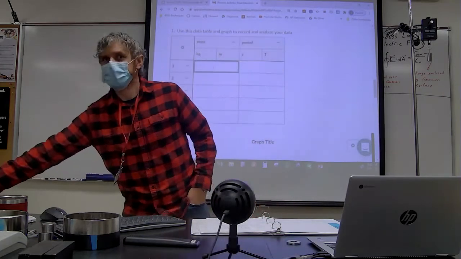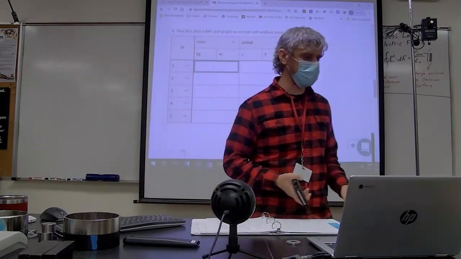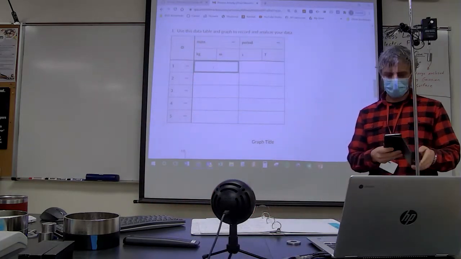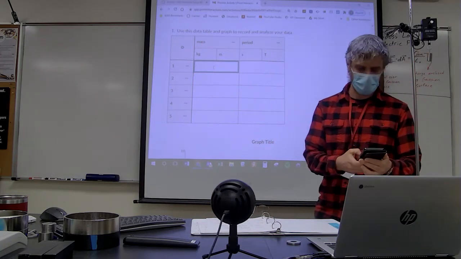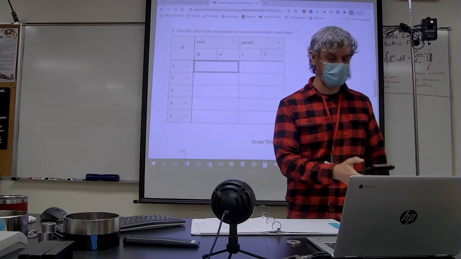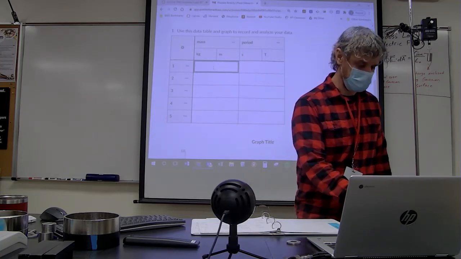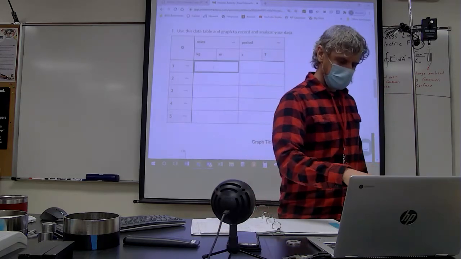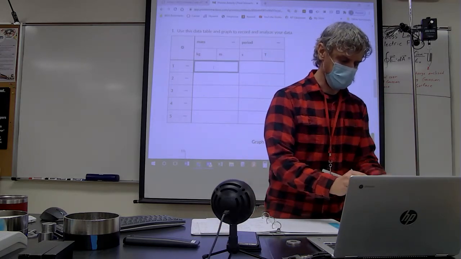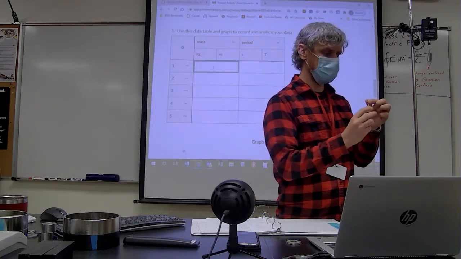And notice how if you're focused, if you're methodical, if you're not being distracted by friends texting or doing work from other classes, this doesn't take that long. Okay, I'm going to get all these 5 data points in just a few minutes. So I'll start with 50 grams.